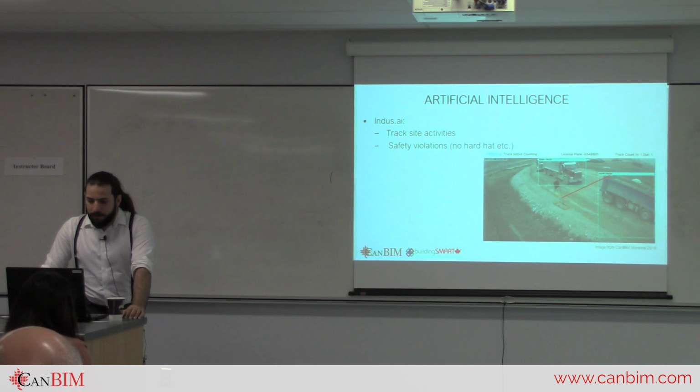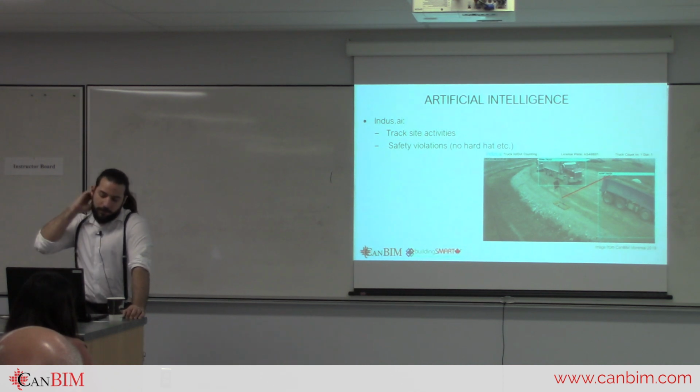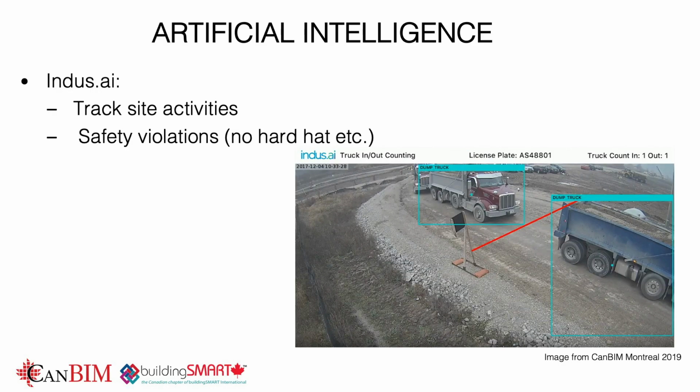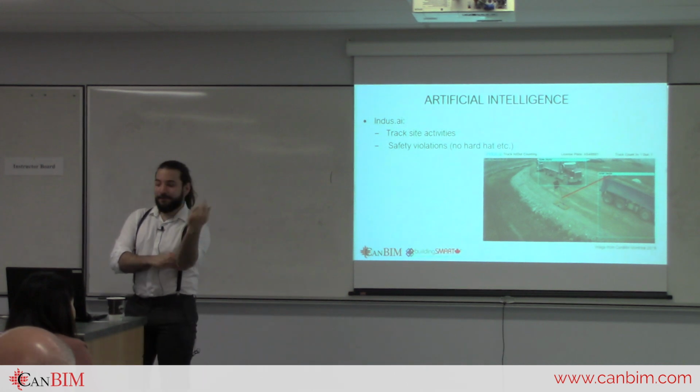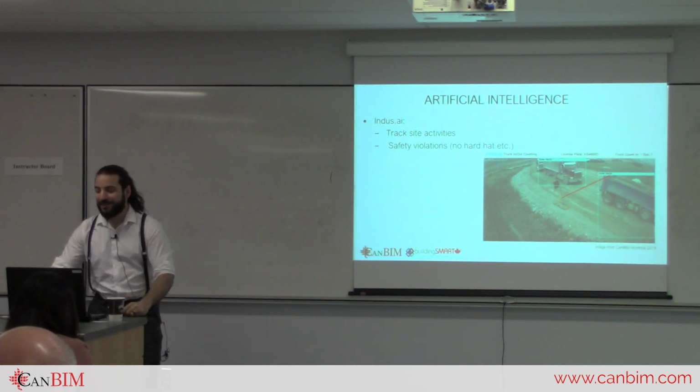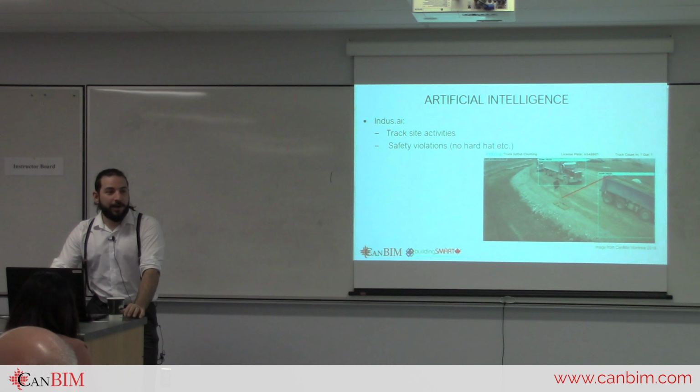Another interesting thing I've seen, recently actually, this was in Montreal. This is called Indus AI. This is a camera system essentially that identifies things like trucks, people, anything going on inside basically. And it can also detect safety violations. So not everybody's a big fan of this, as you can imagine. If you're just walking around without your hard hat, it just kind of tags you immediately.